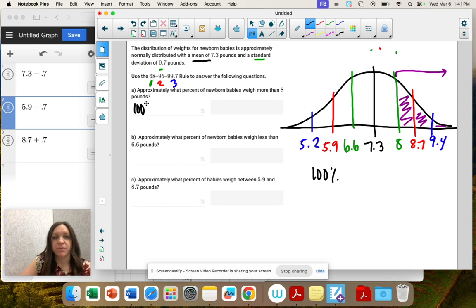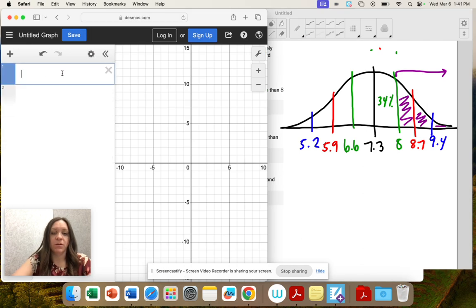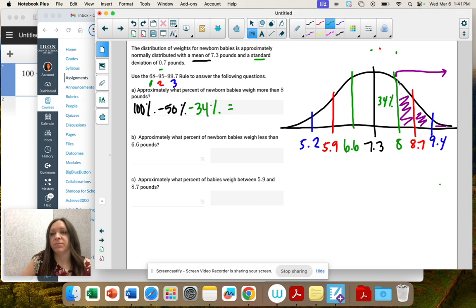actually, I'm going to write it up here. So I have the whole thing, and I'm going to take off half, which is, sorry. Oh, a lot of talking today. Minus half. So I just took off half of it. And now this extra piece is 34%. So I'm going to subtract that. And then my leftover will be what's left over here. So 100 minus 50 minus 34. So that's 16% of the babies are more than 8 pounds.